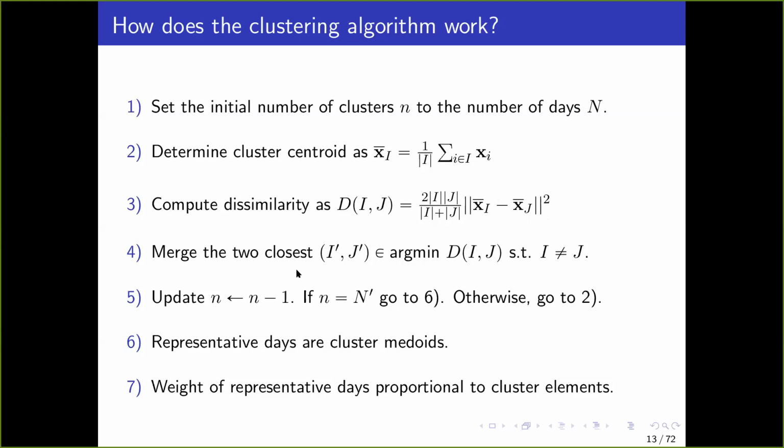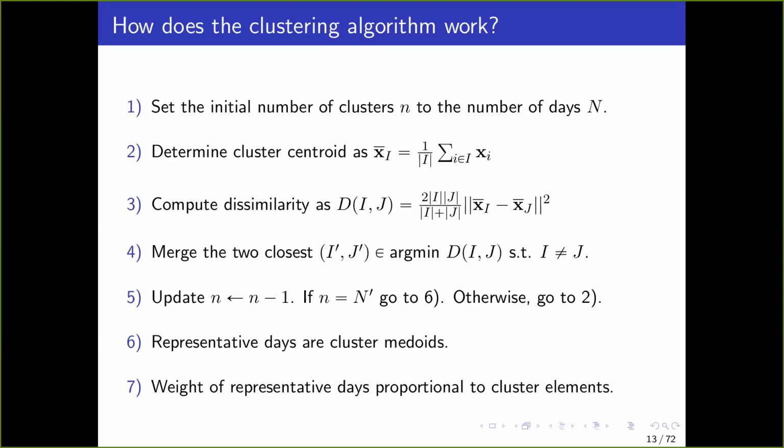So let's say we have 14 days. So let's say that Monday of the first week and Monday of the second week are very, very close to each other. Then you merge them, and then you only have 13 days. And then you go on until you end up with only 2 representative days. Of course, the weight of each representative day is going to be proportional to the elements within the cluster.